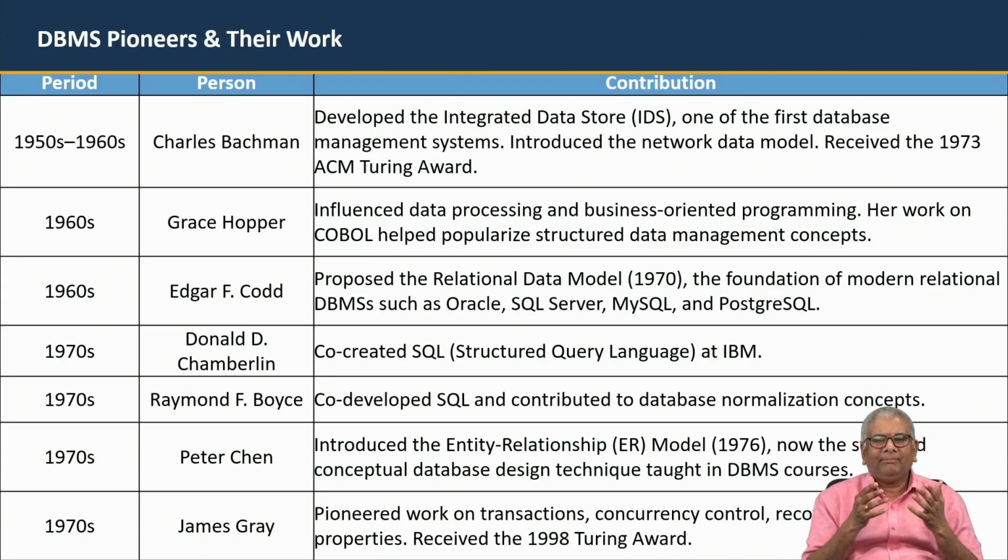Now let's see some of the important names, the pioneers in DBMS work, who have contributed a lot to the development of databases. Back in the 1950s and 60s, Charles Bachman developed IDS, the Integrated Data Store, which is the first database management system. IDS was developed at General Electric and uses the network model. He was awarded in 1973 and all that stuff. So that's pretty much it.